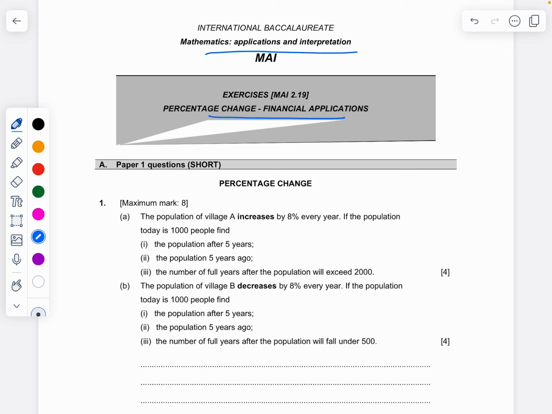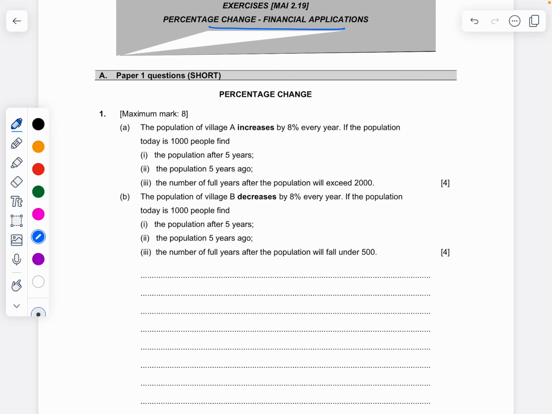So the first question we are going to do is: the population of the village increases by 8% every year. If the population today is 1000, find the population after 5 years. So we are going to use the formula: future value equals 1000 times (1 plus 8 upon 100) to the power of n, which is 1000 times 1.08 to the power of n.